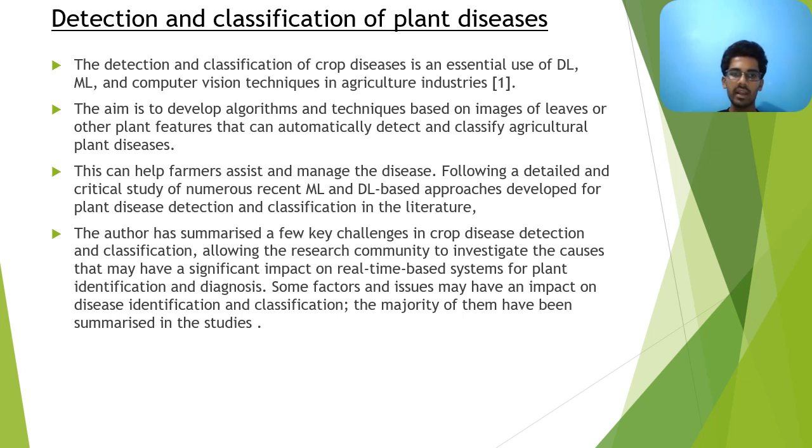Following a detailed and critical study of numerous recent ML and DL based approaches, developers have worked on plant disease detection and classification in the literature. The author has summarized a few key challenges in crop detection and classification, allowing the research community to investigate causes that may have a significant impact on real-time systems for plant identification and diagnosis. Some factors and issues may have an impact on disease identification and classification. The majority of them have been summarized in the studies.